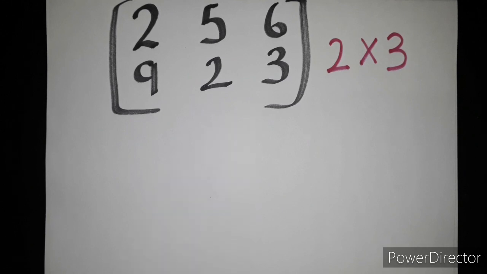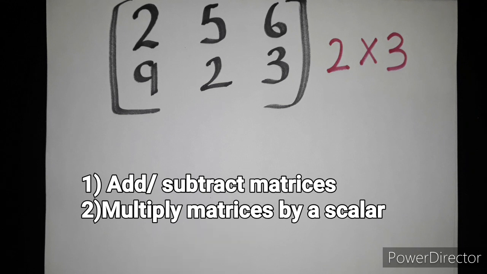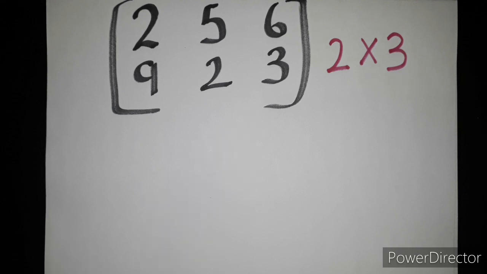Now since we are preparing for CSEC, you might ask yourself, what do we do with these matrices? There are different things that we can do with matrices. For one, we can add or subtract matrices. Two, we can multiply a matrix by a scalar, or three, we can multiply a matrix by a matrix. Those are the things that we will be doing today. There are also some other things that we will look at in the next video, which will be finding the determinant and finding the inverse of a matrix, but that is for the next video. Today we're looking at adding, subtracting, multiplying by a scalar, and multiplying a matrix by a matrix.